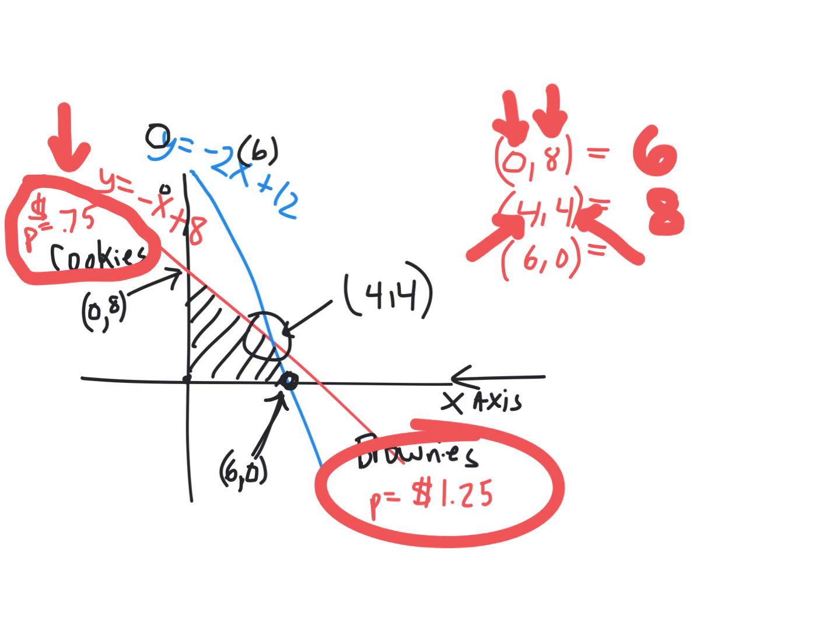All right, last one is 6, 0. I got 6 X's, which is 6 brownies, and nothing else. Hakan, what'd you get for that one? 7.5. 7.5. What makes us the most profit? 4, 4. Right here. This one wins. Makes us the most profit. Does that make sense to you guys?